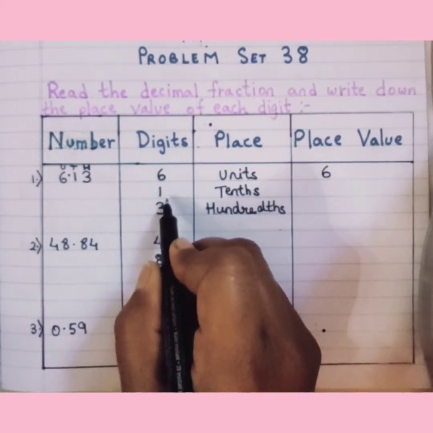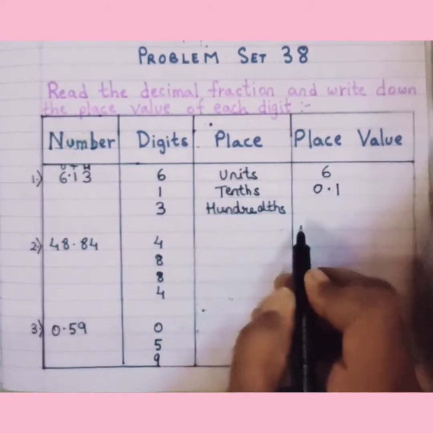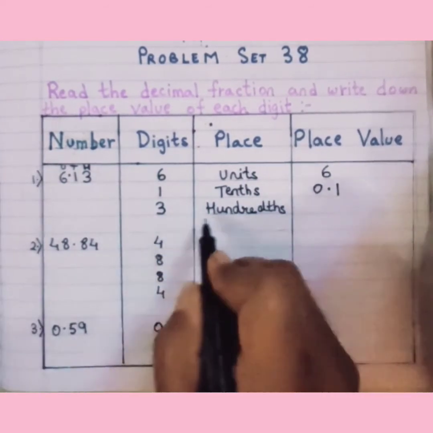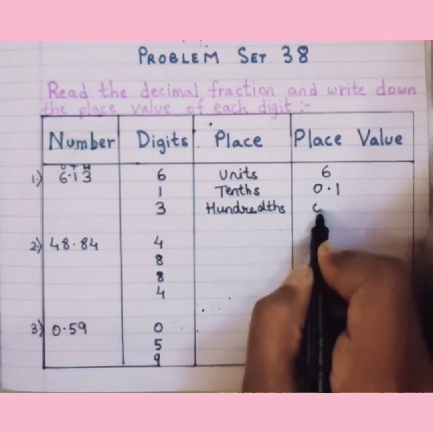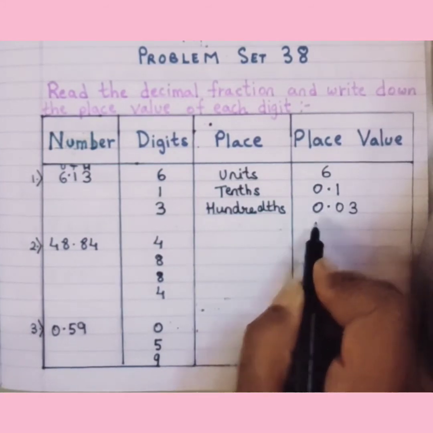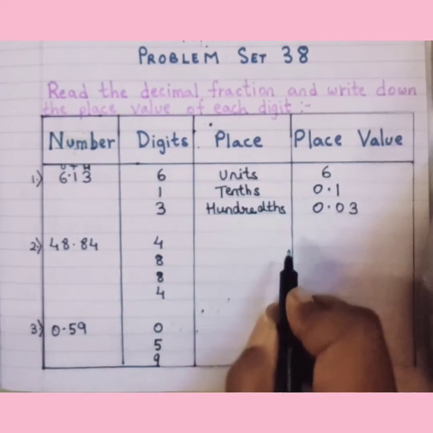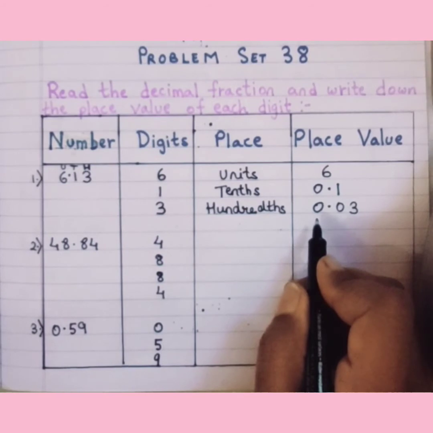As 6 is in units place, we will write 6. For 1, in tenths place, we multiply by 1 upon 10, so we get 0.1. After the decimal point 3 is there, so 0.03 because it is in hundredths place, as I have told you in the earlier video.